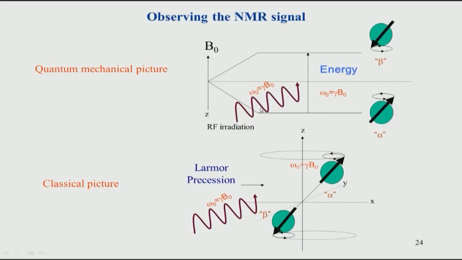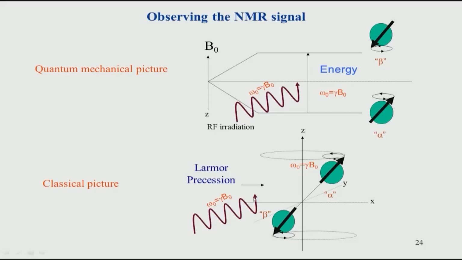This was from the quantum mechanical picture. Now, let us look at the same situation from a classical point of view. The spins are precessing around the magnetic field with a frequency omega equals gamma B0. When we apply radiation which also has the same frequency as the rotation of the spins, we use the word resonance, because now they are at the same frequency, and this is called resonance.